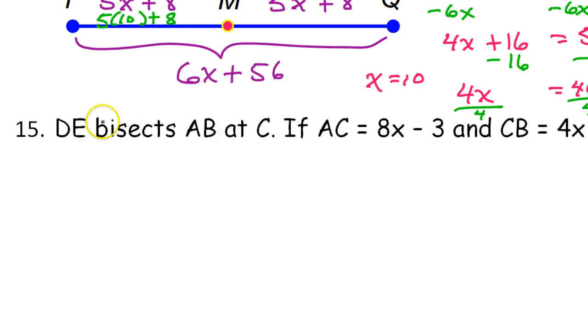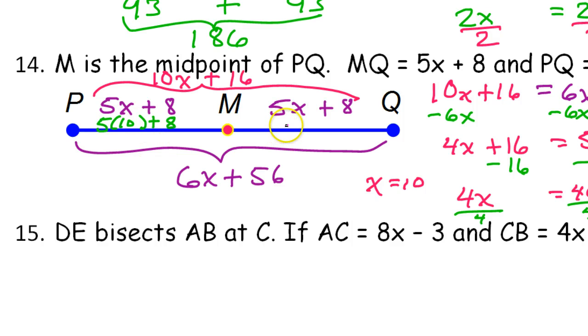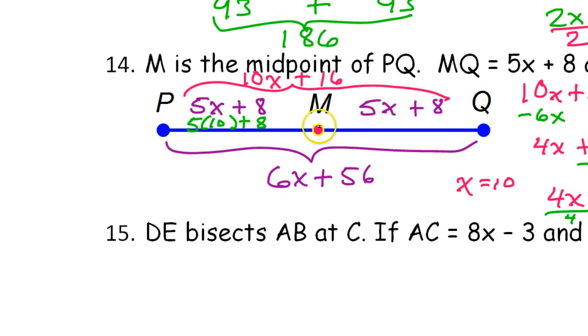Last one. Oh, they switched up the letters on us. They're not doing M and P and Q anymore. Okay, we'll make do. DE bisects AB at C. And did they give us a diagram? No. So we have to make our own diagram.